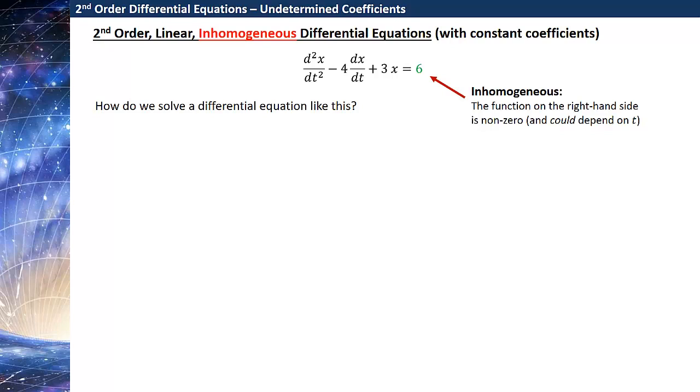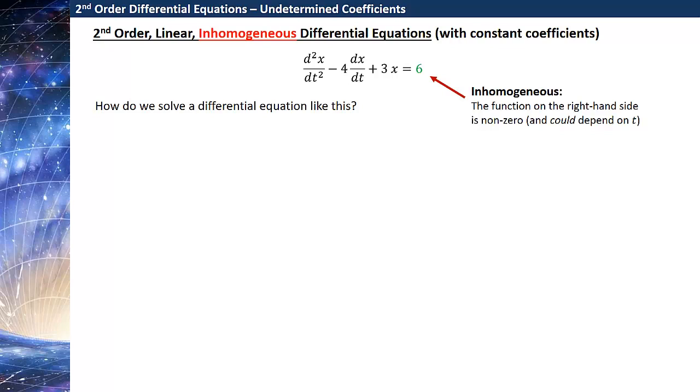Now let's explore second-order linear inhomogeneous differential equations, but ones that still have constant coefficients. By inhomogeneous differential equations, what I mean is that the term on the right-hand side is not zero for these types of differential equations. Instead, you have a non-zero term that doesn't depend on x, but it could depend on t. So how do we solve a differential equation that looks like this?